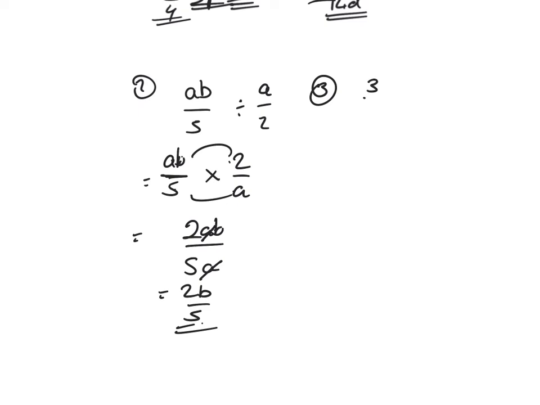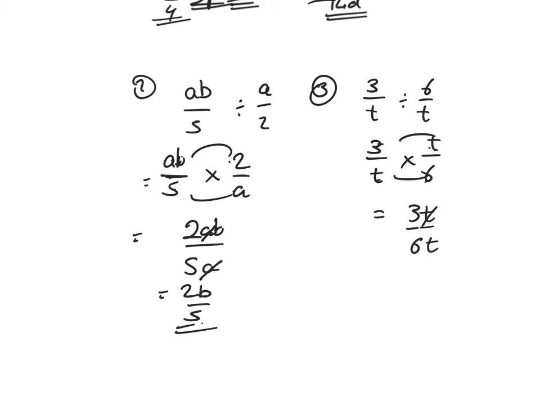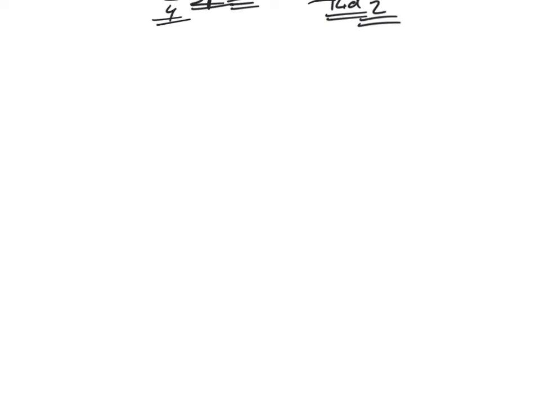Example 3. Okay, example 3, 3 over t divided by 6 over t. Change the divide to a multiply, flip the second fraction upside down. 3 times t is 3t, t times 6 is 6t. Okay, the t's will cancel to give me 3 over 6, but look at that really carefully. We can simplify 3/6 down to 1/2, final answer. Okay, let's try a couple more.